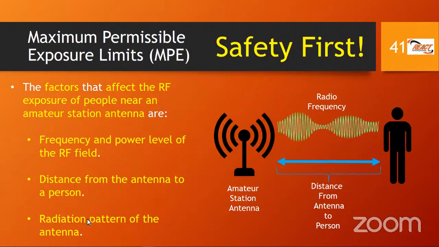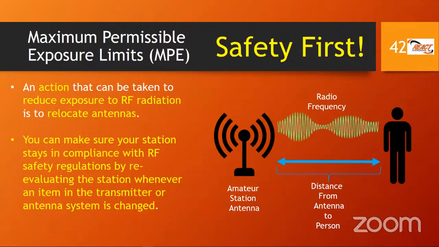Also important is the radiation pattern of the antenna. If it's a directional antenna and it's sending signal in this direction and we are here, then we'll of course be exposed to more radio frequency energy than if we were, let's say, in this direction where maybe the antenna is not sending out as much because of the radiation pattern. Let's say it's a Yagi. So these factors here are what determine the amount of RF, or radio frequency, exposure that a person gets.